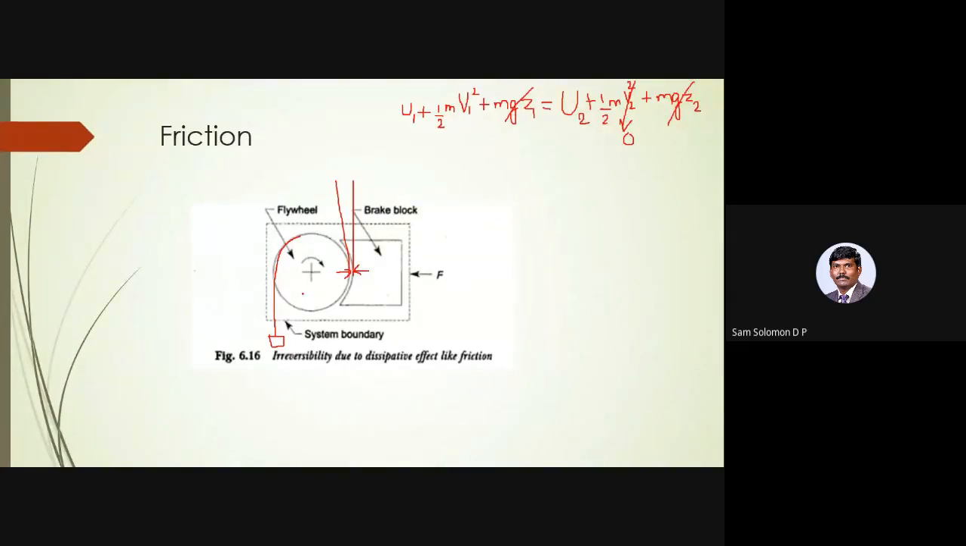Heat source ல இருந்து நான் heat supply பண்றேனே ஒழிய there is no heat sink. So though there is a cycle which is likened to a cyclic heat engine, here I have only a source and there is no sink. So this is also in violation of the Kelvin-Planck statement. So this proves that dissipative effect of friction is irreversible.